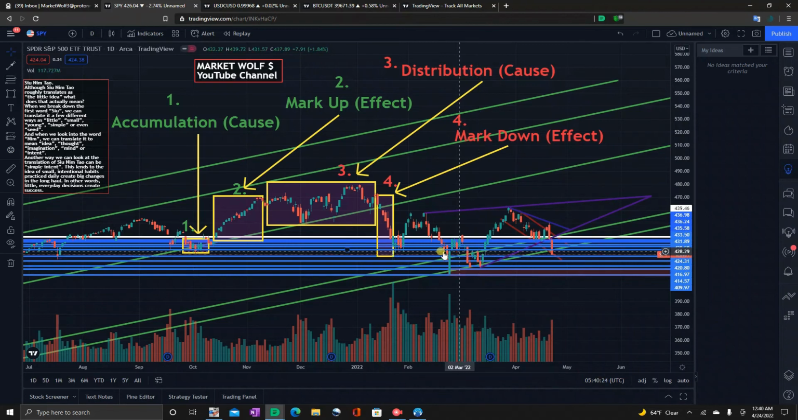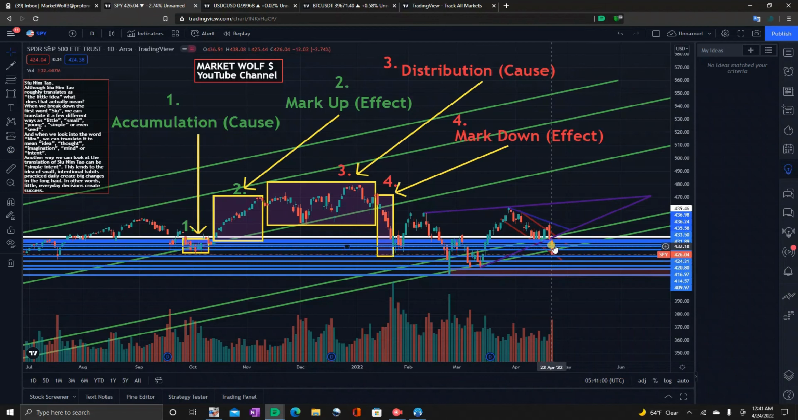Roughly, almost at these same previous levels. Not quite. Those are the highs. Then we get the markup. And we have very little time for distribution. And we get the markdown. And so if we're having the markdown right here, the next logical question is, will we continue to mark down? How far will we mark down? How far could we go?